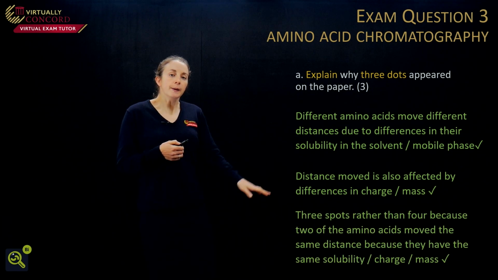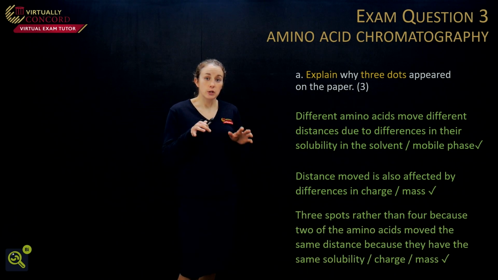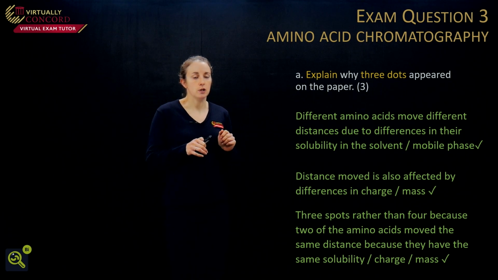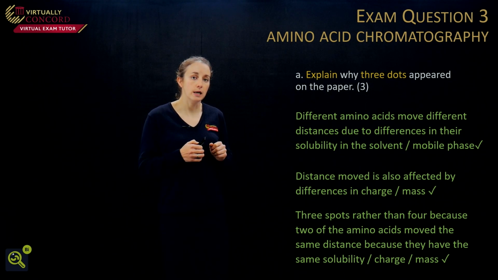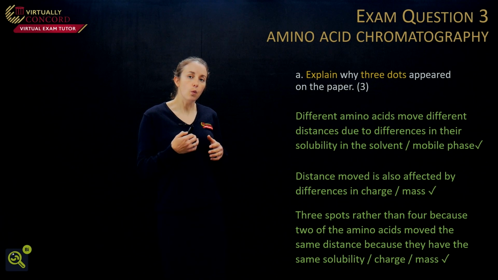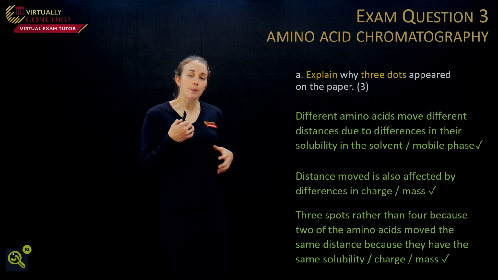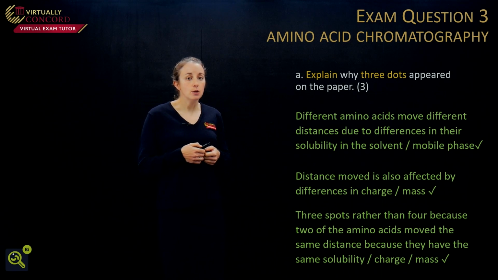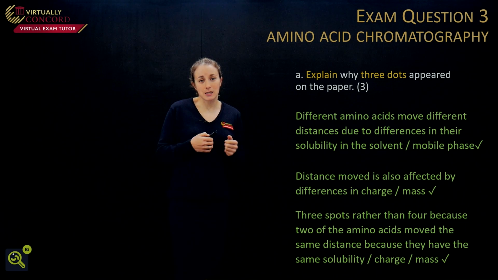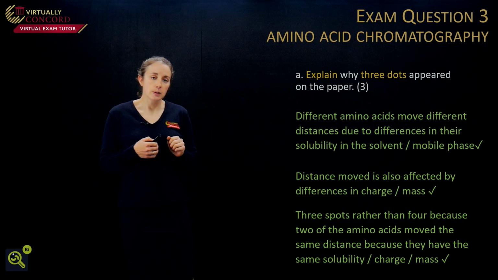And as we said, that can affect the attraction to the chromatography paper, which additionally affects how rapidly the amino acids move. And then the last part of the question is for you to notice that there are only 3 spots, whereas we added 4 amino acids from our mixture. So why have we only got 3 spots? The most logical explanation for that is that 2 of the amino acids moved exactly the same distance, and you need to fully explain that.